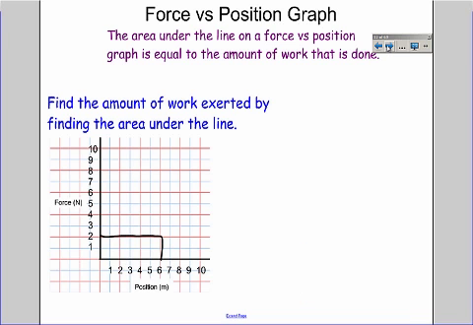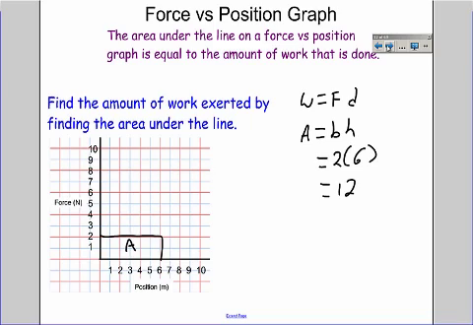For this force position graph, you want to find the area that's inside the box. You can either use your work formula or you can use your area formula for a rectangle. Area equals base times height. They're both the same. In this case, we substitute in 2 times 6 equals 12. Exact same thing.